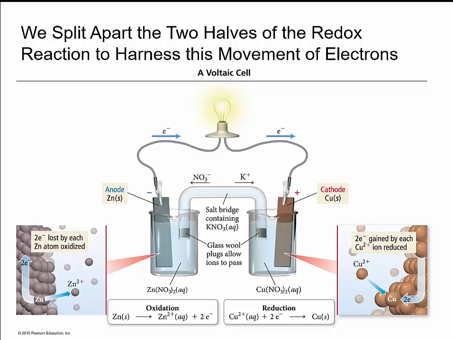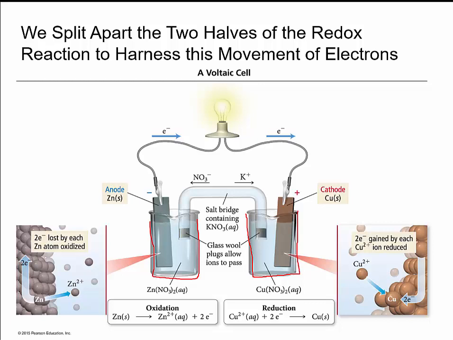So we're going to have our zinc in a container all by itself on one side, and we're going to have our copper and a copper electrode over here on the other side. And so now my zinc half reaction and my copper half reaction are not taking place in the same container. They're physically separated from each other. So now it's going to be easier to study.